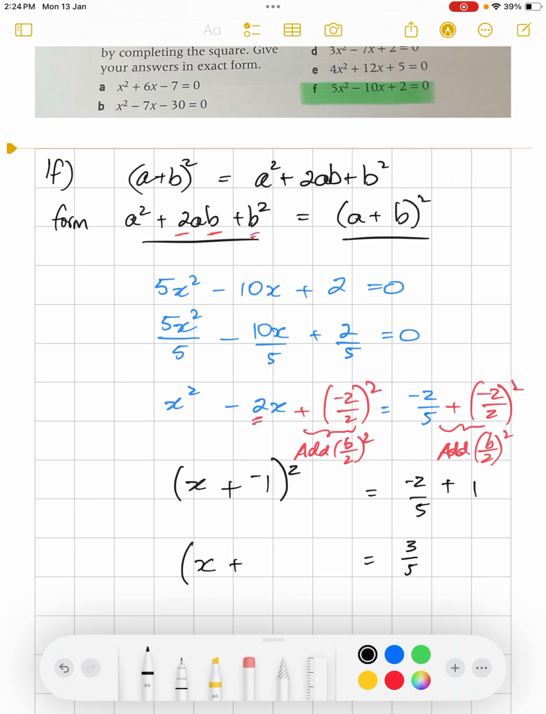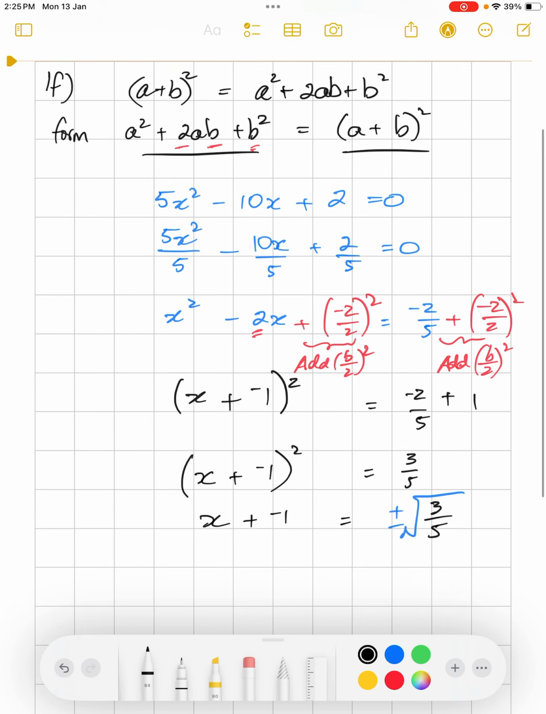So we take the square across to be plus and minus the square root. So we're left with x plus negative 1, and we've got plus and minus square root of 3/5. And finally we take that negative 1 across to be 1 plus and minus square root of 3/5, and that's finished.